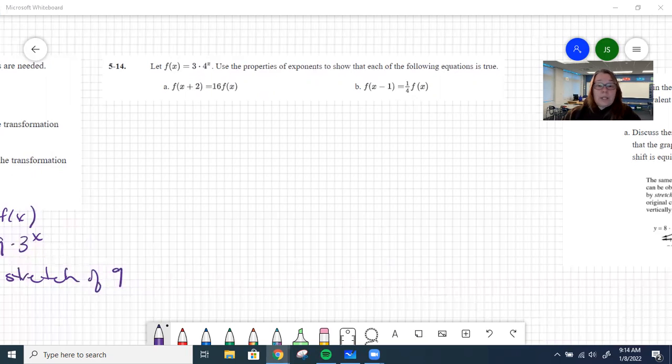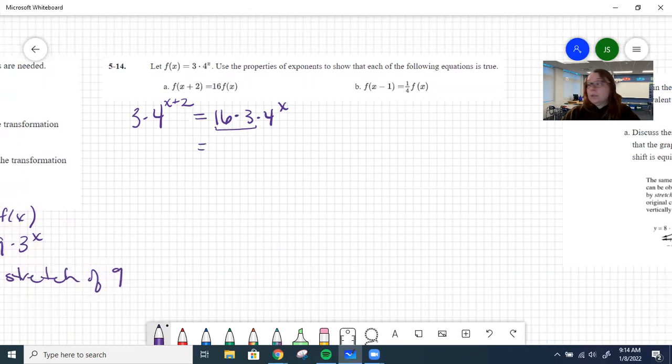All right, so for this one, when it says f of x plus 2, that means in my f rule, in place of the x, I'm going to put in x plus 2. And I'm trying to show that it equals 16 times f of x. So 16 times 3 times 4 to the x. So I'm trying to prove that these are equivalent, right? So over here, I just see this as 48 times 4 to the x.